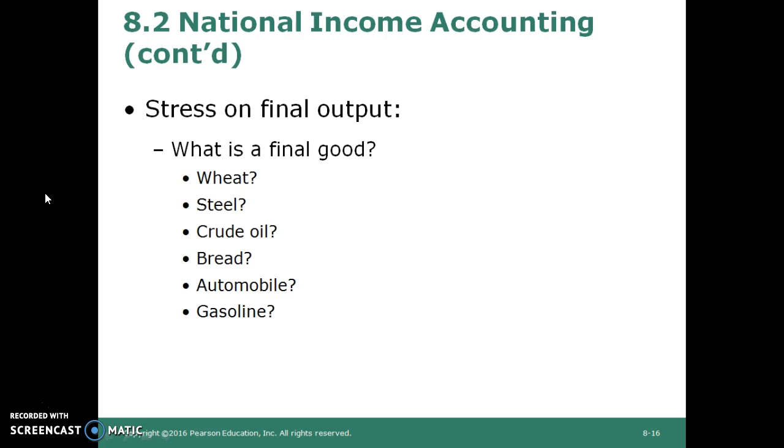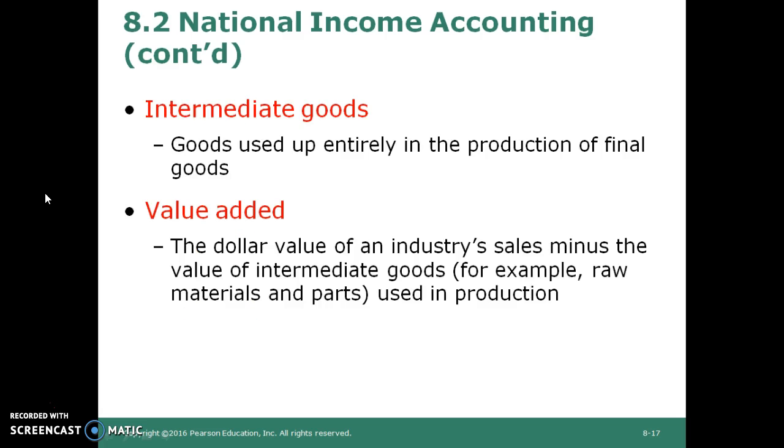Things that we look at with final goods. We have to focus on the production of the final good and not intermediate goods. So that's an important question to evaluate. Intermediate goods are not included in the calculation, and intermediate goods are goods used to make other final goods and services.